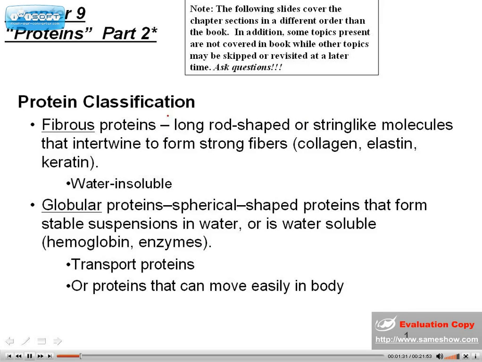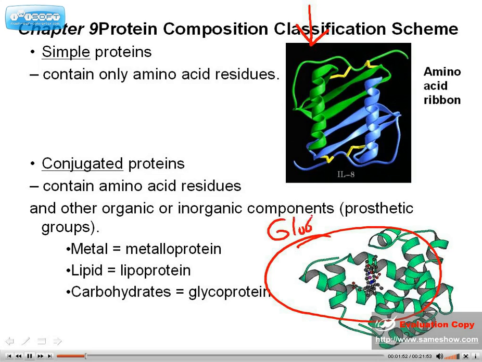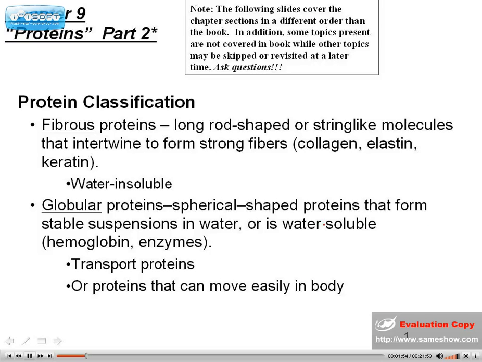Fibrous proteins tend to be long and rod-shaped or string-shaped. So in the next slide right here, this could be classified as a fibrous protein. This one down here would be classified as a globular protein. So make sure you can classify proteins based on its overall shape.